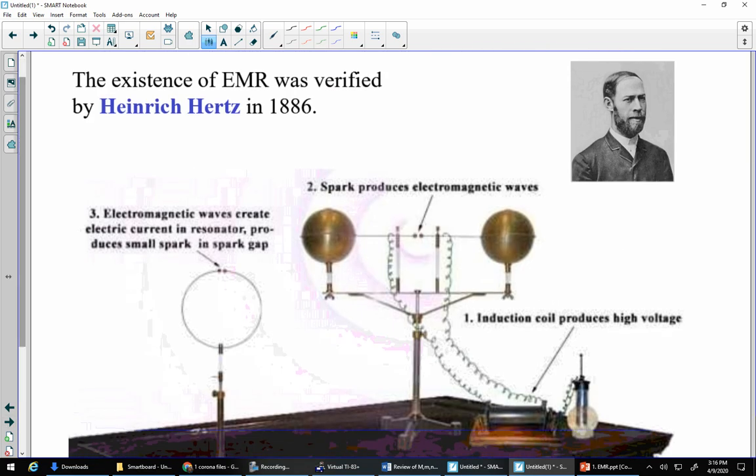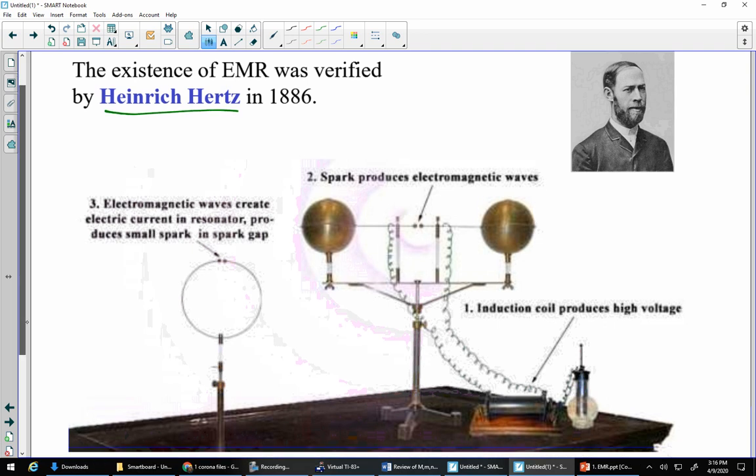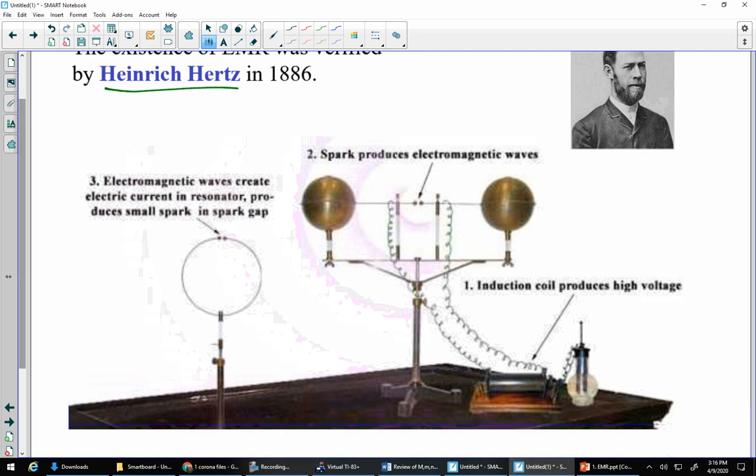So, like we said, Maxwell couldn't ever prove this. It's Heinrich Hertz that showed that this was actually the case. So what Heinrich Hertz actually did was he set up a device where he's generating a bunch of electricity, generating a big potential difference, and then he's essentially got a spark that goes back and forth across this little tiny gap that's right here.